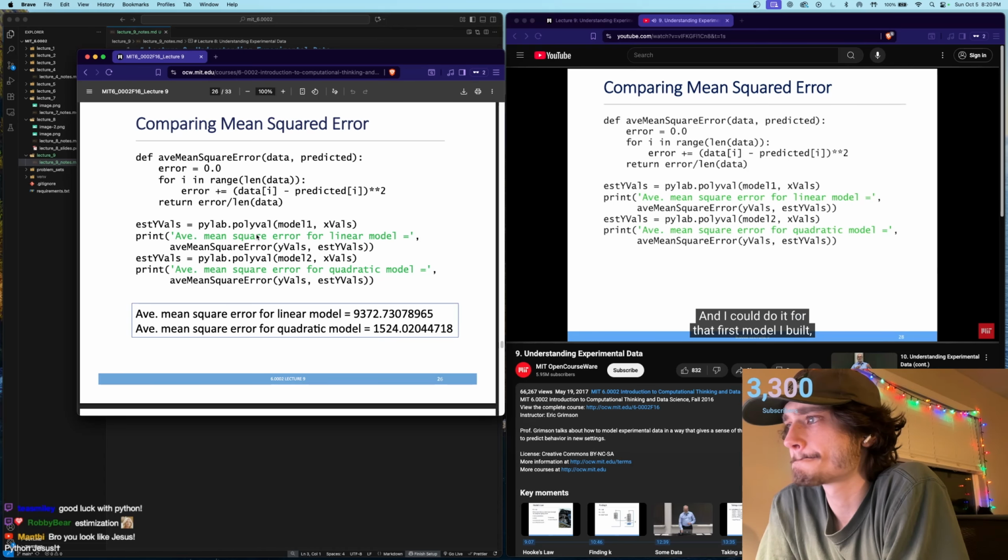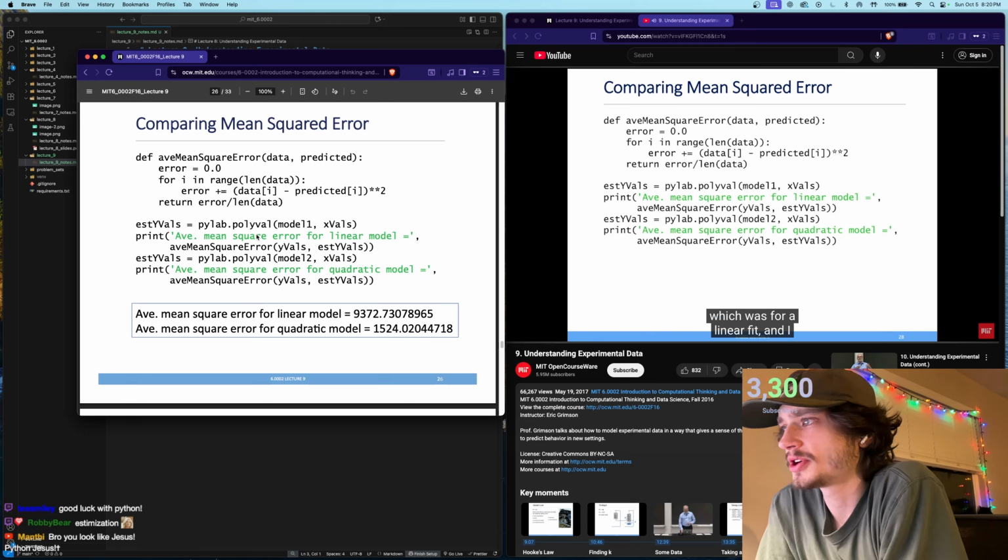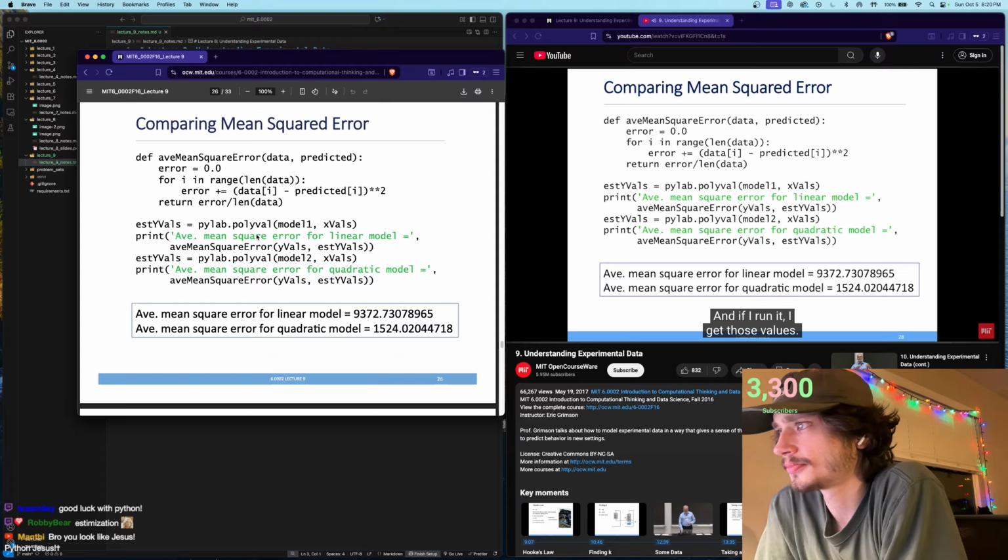And I could do it for that first model I built, which was for a linear fit. And I could do it for the second model I built, which is the quadratic fit. So the average error. And if I run it, I get those values. Average mean square error, okay, yeah.